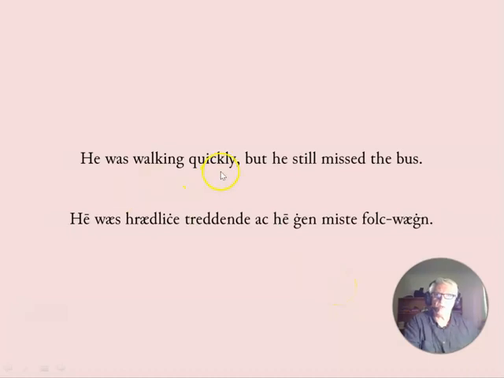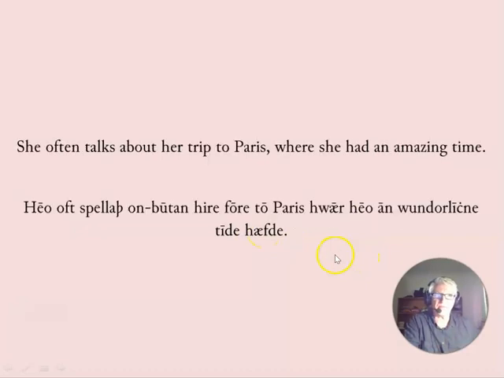Yep. He was walking quickly, but he still missed the bus. He was hurriedly tredende, ak he yen Mr. Folkwayen. So walking, tredende, and hurriedly is an adverb which modifies the walking. That's the order in modern English. Walking quickly, quickly walking. Between Old and Modern English, the order's been swapped.